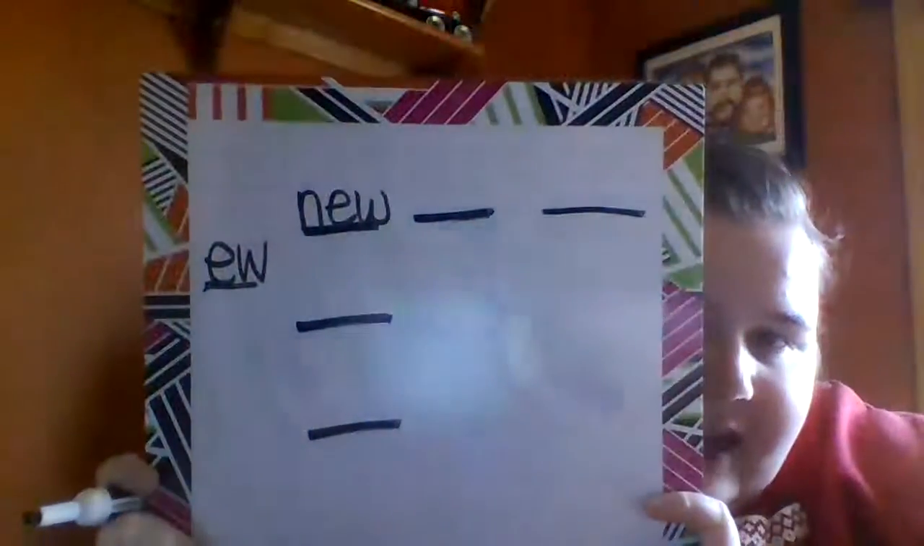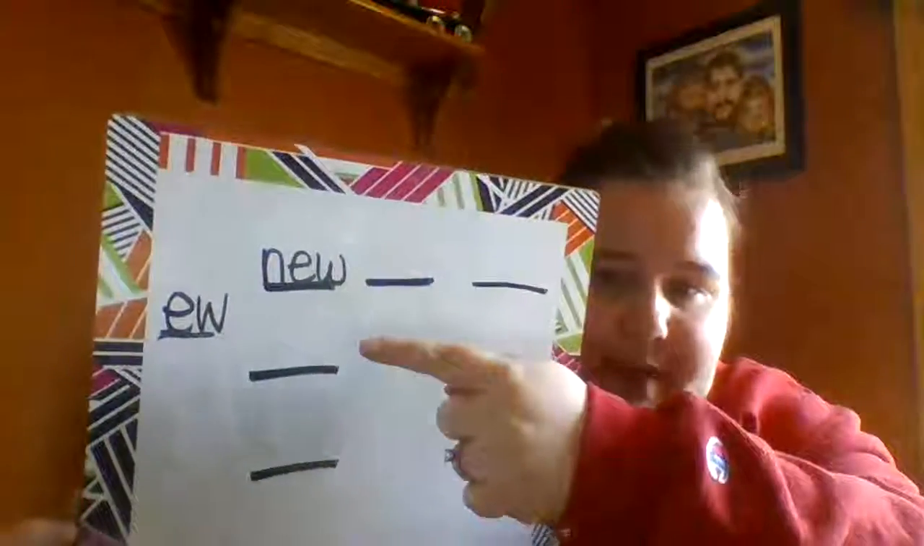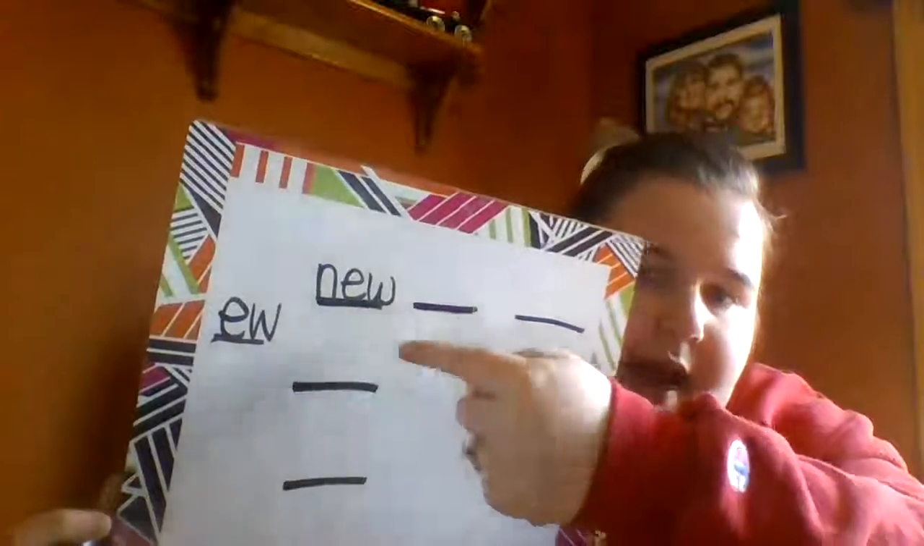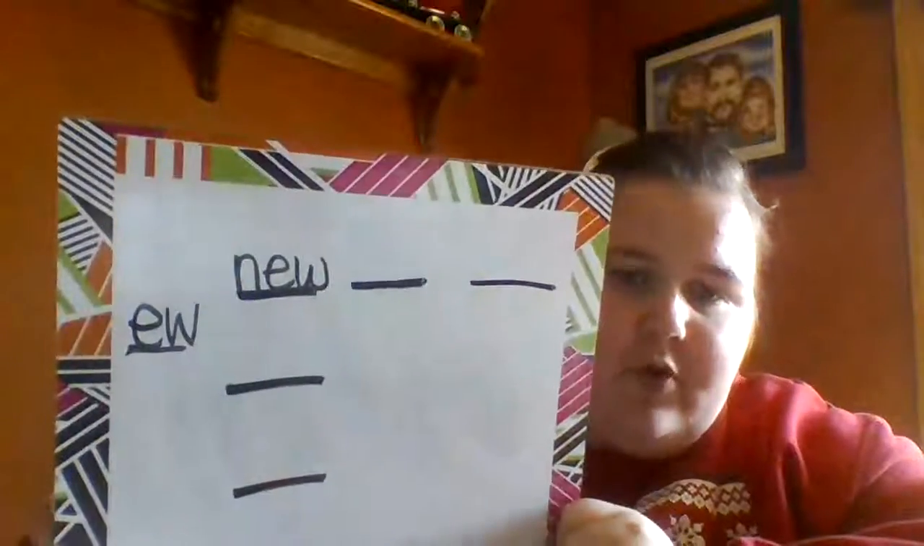So I want you on the short line to write E-W. And then on the first line, I want you to write new. So, n-ew, new. See what makes that ooh? So on the line, you should have N-E-W, and then I want you to copy that. So it should say N-E-W, N-E-W, N-E-W, new, new, new.